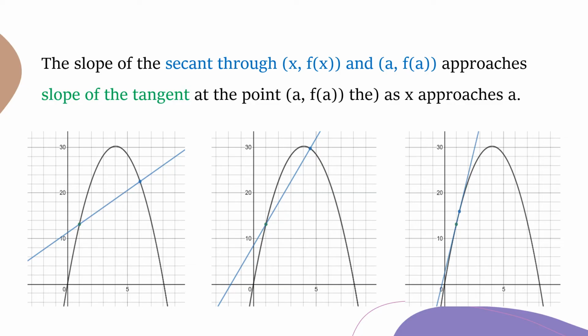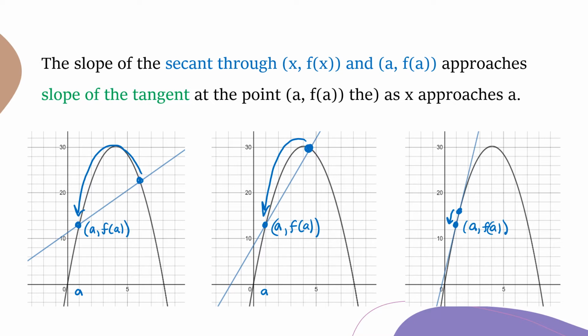So we noticed that the slope of a secant through x, f of x and a, f of a, where this is point A and this is some other point, so we keep having our point at a, f of a, and we look at what happens to the secant line through that a, f of a and some other point on our function, as that point gets closer and closer to a, f of a, and what happens to the slope of the secant line through those 2 points.